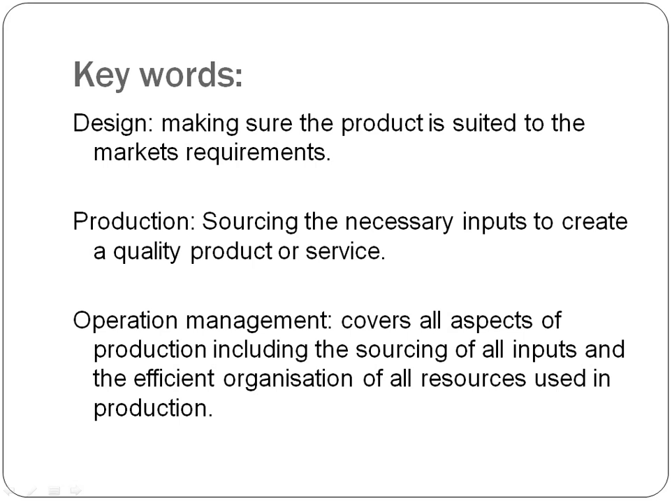Production is sourcing the necessary inputs to create a quality product or service. So it's either in-house or outsourcing. In-house is within your firm or your production, and outsourcing is when you get it from abroad or from a different management or a different company, etc., where costs tend to be cheaper, basically. Operation management covers all aspects of production, including the sourcing of all inputs and the efficient organization of all resources used in production. So this is to do with the production and the design. It's generally the operation management.